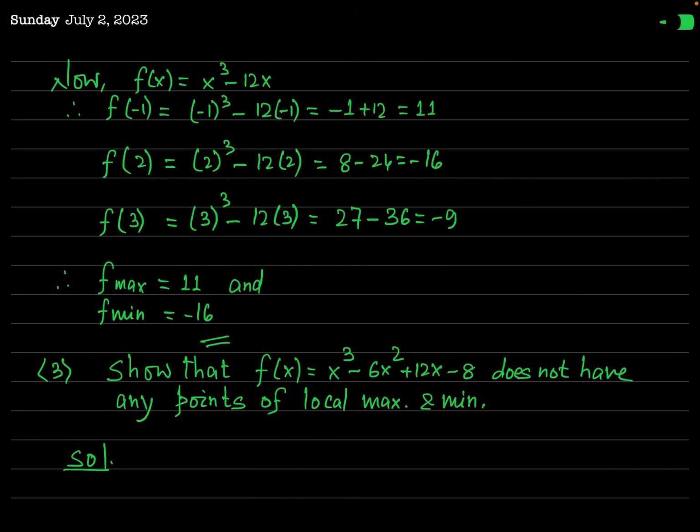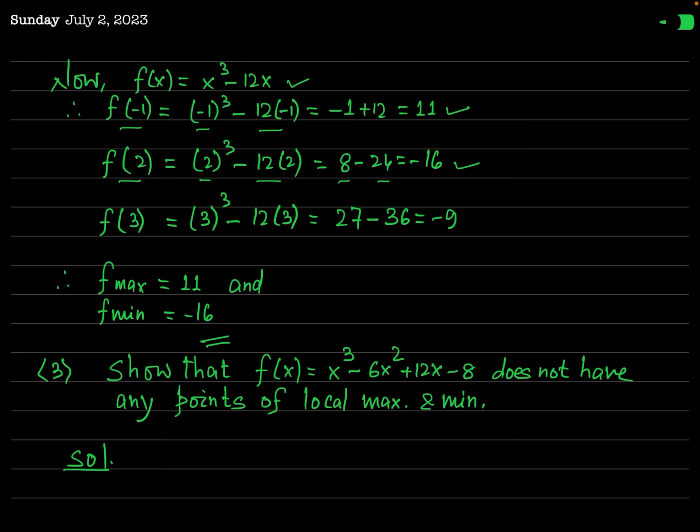Let us see. As you know, f of x is equal to x cube minus 12x. So f of minus 1 will be equal to minus 1 cube minus 12 into minus 1, and that will be equal to 11. Now we will find f of 2, and this will be 2 cube minus 12 into 2, and that will be 8 minus 24, that is minus 16.